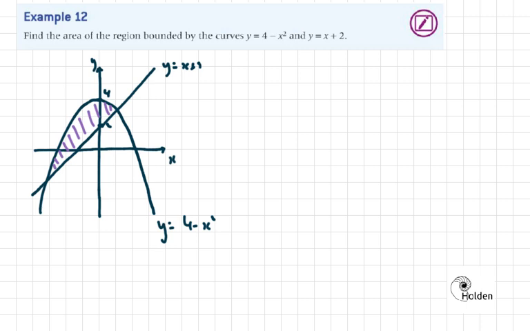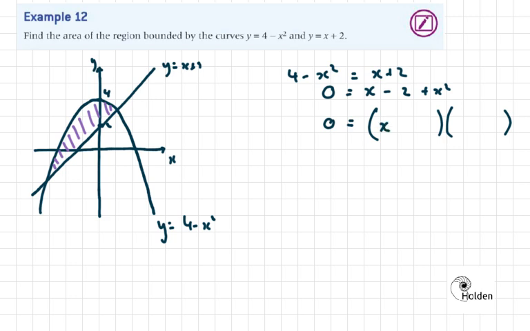So first thing we need to do, as we've got two functions that cross, is set them equal to each other: 4 minus x squared is equal to x plus 2. We can state that 0 is equal to x squared plus x minus 2. Let's just double check that. Yes, okay. Some of you might want to rewrite that. We can solve that by factorizing.